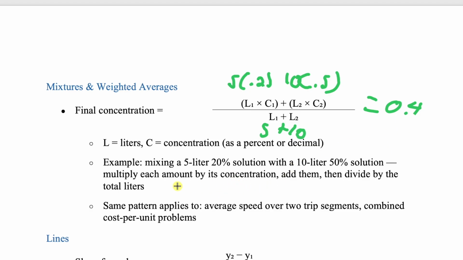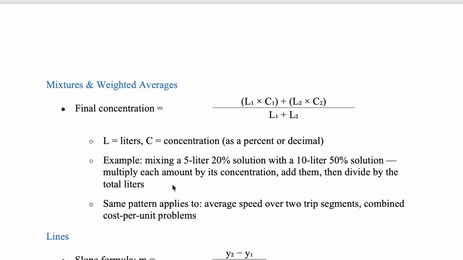And usually problems like this are very easy to point out and see, because they usually use unusual SAT wording in them. This also applies to other ones where they give you average speed or combined cost per unit problems and stuff like that. Just make sure you understand this formula here and you're good to go.